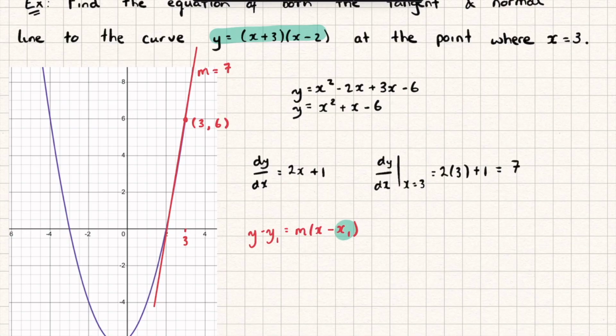This x1 represents the x coordinate on our line. The y1 represents the y coordinate, and m represents the gradient of the curve. So let's substitute everything in. So we've got y minus 6 is equal to 7 multiplied by x minus 3. Hopefully you can see where that's come from.